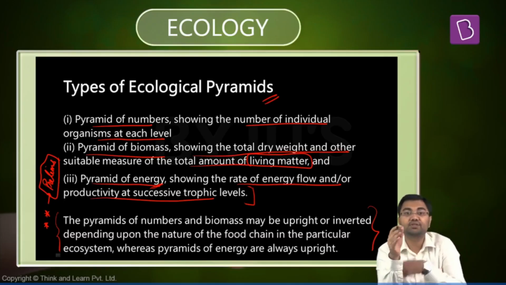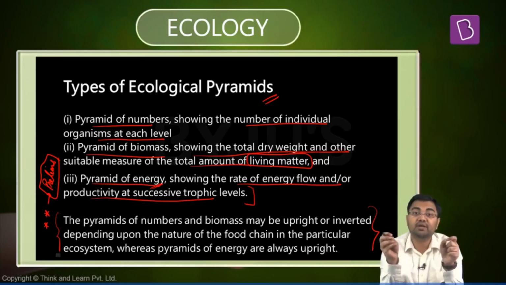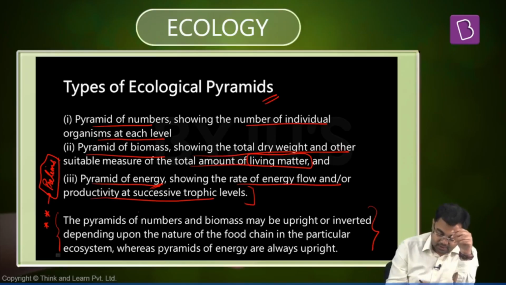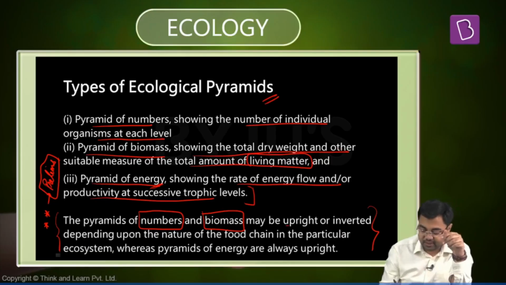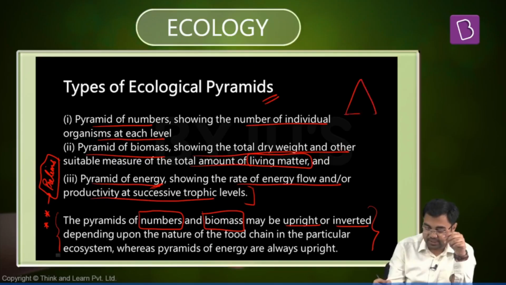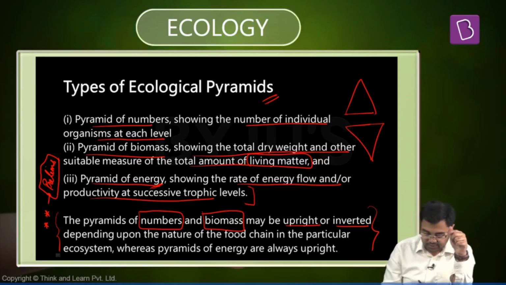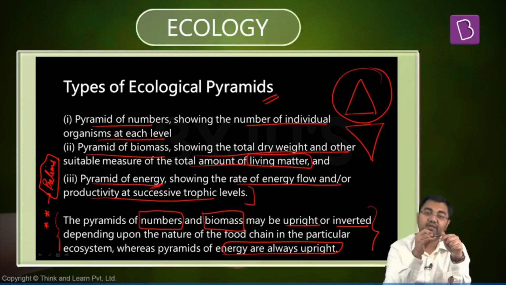If at all they ask you which of the following pyramids can be inverted, and then they give you options, you need to remember that pyramids of numbers and pyramid of biomass can be upright or can be inverted. That is, they can have a shape like this or they can have a shape like this, but the pyramid of energy will always be upright. It will always be like this.